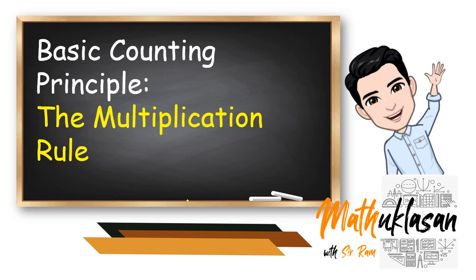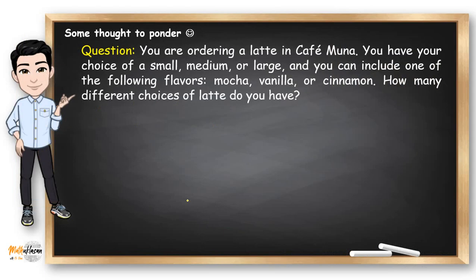So in this video, we're going to talk about the basic counting principle, specifically the multiplication rule. So suppose you are ordering a latte in Cafe Muna. Then you have your choice of the sizes like small, medium, or large. And you can include one of the following flavors in your order. You have mocha, vanilla, or cinnamon. Now, the question is, how many different choices of latte can you have?